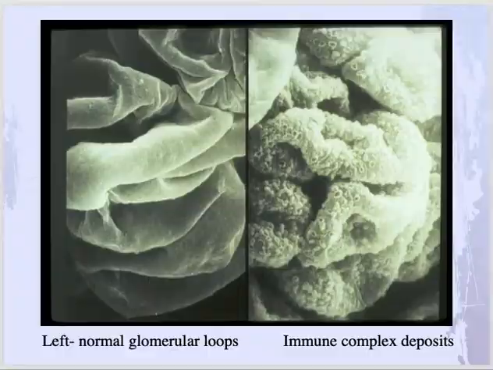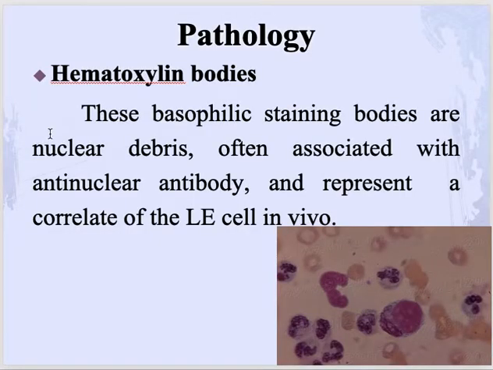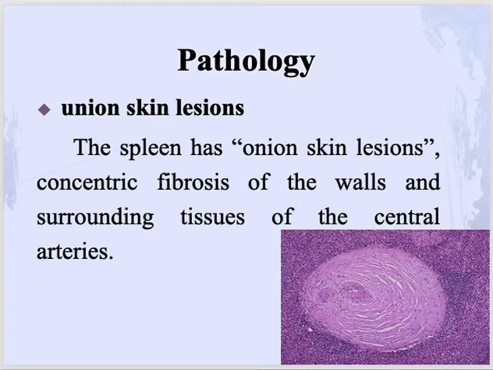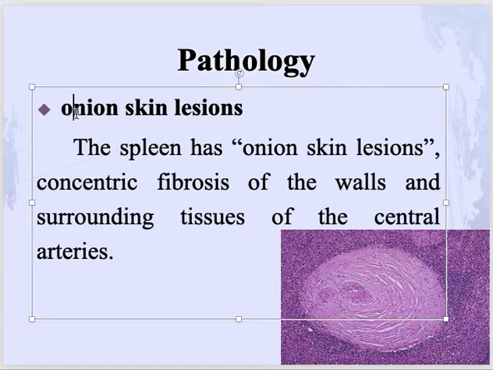Okay, and they found hematoxylin bodies, as well as onion skin lesions. Sorry, this one is a mistake. So onion skin lesions they found.